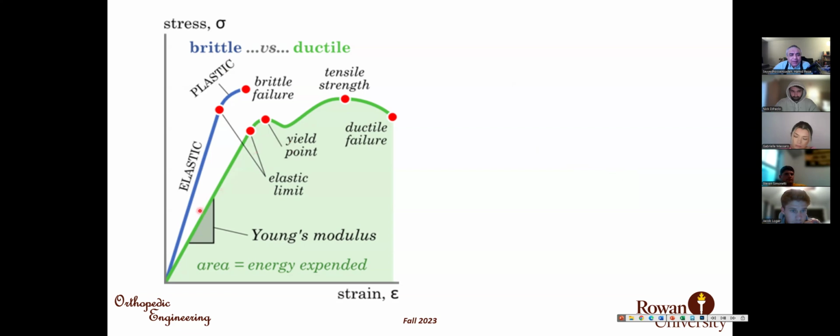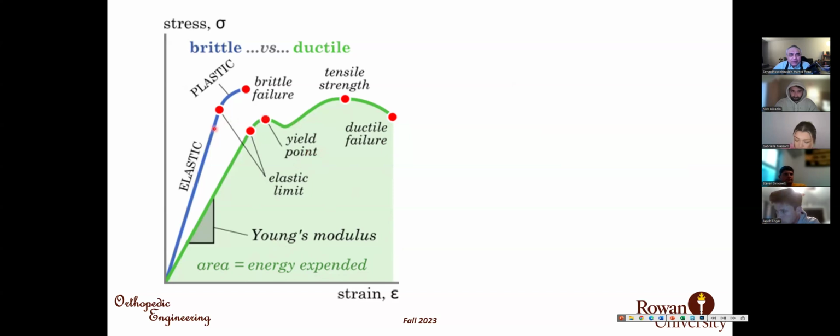First, if we calculate the area under this curve until the material fails completely, until the fracture point, the area under this curve is equal to the energy expended to fail the material. And it is equal, based on definition, to toughness. So if we have a larger area under the curve, the material is tougher.